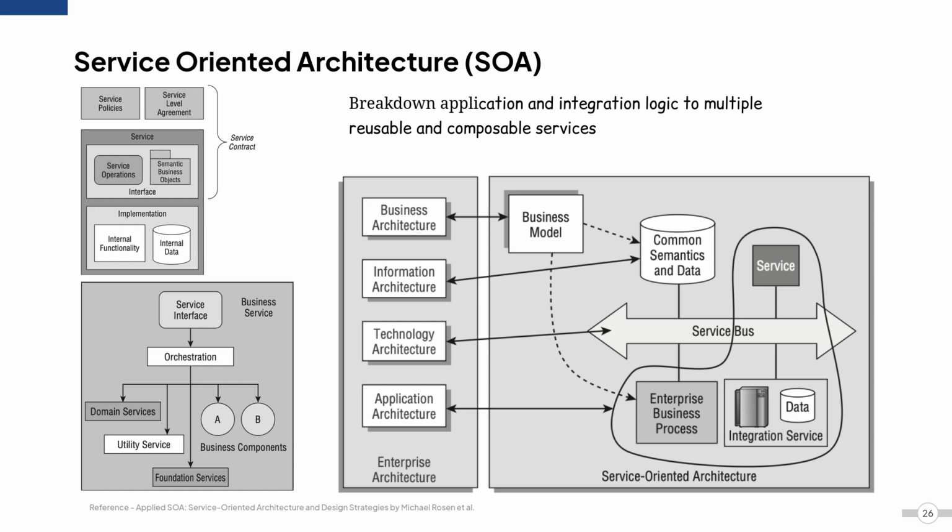And apart from that, you have these enterprise business processes running separately, maybe utilizing some aspects from the service bus as well. So all of these together, the boundary that you see on the right side is what makes the service-oriented architecture possible traditionally. And obviously on the left side, you see the enterprise architecture, clearly separated out with business architecture, information architecture, technology architecture, and application architecture.